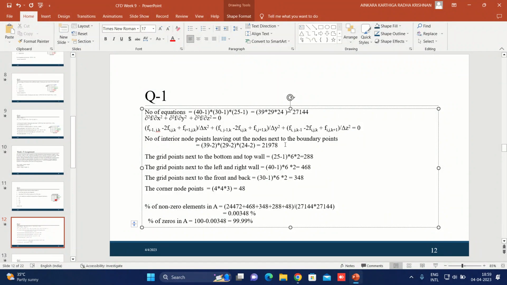And again this is 21978 into we have 7, right? 21978 into 7, 153846. 153846 plus 468 plus 348 plus 288 plus 48, divided by 27144. 27144 into 100.